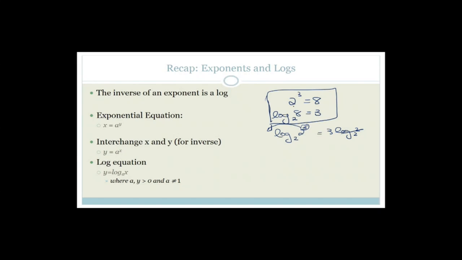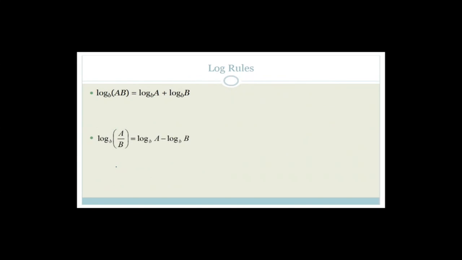But more importantly, it's a little bit easier to understand than x's and a's and y's. The whole point is that the 2 stays as a base and the 8 and 3 just swap places. That might be a better way for you guys to remember. But effectively what's happening is x and y are swapping places, and then you're solving for y. Now, since the exponents and the logs are inverses of each other, even though they say you don't need to know the log rules, I'm going to go through them anyway because it really does give you some insight as to what to do when you get exponential and log equations.